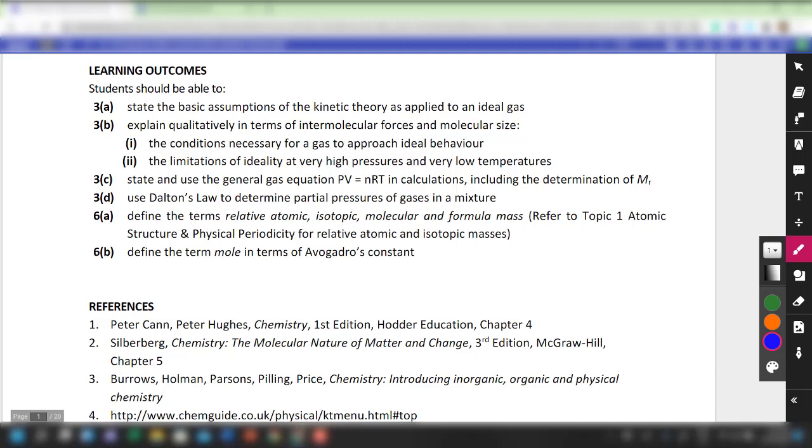Some of it you will find familiar from what you have learned in secondary school physics. For example, the relationship between pressure and volume, and probably the relationship between volume and temperature. Yeah, you would have encountered them, otherwise known as Boyle's law and Charles' law.